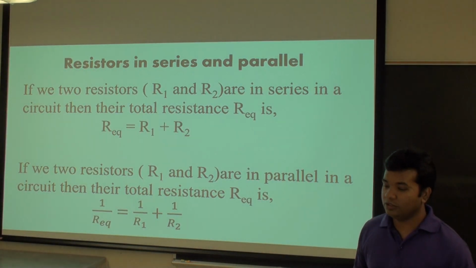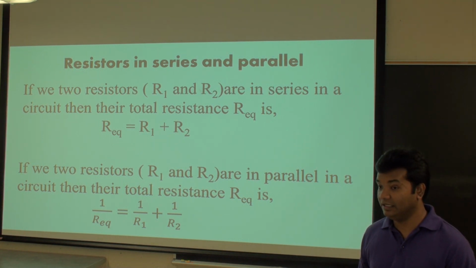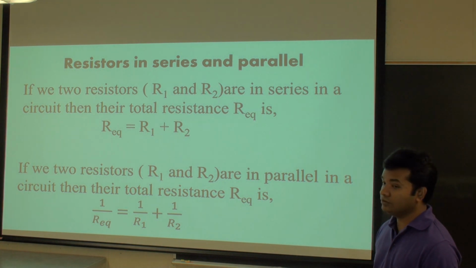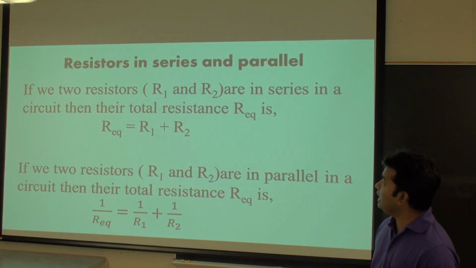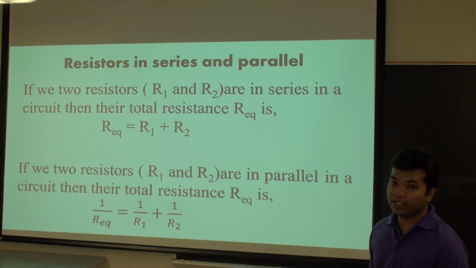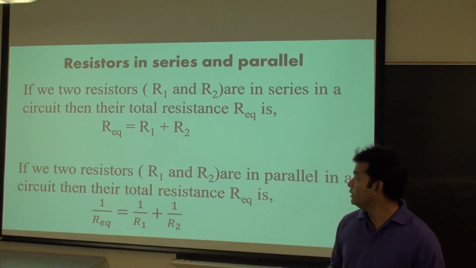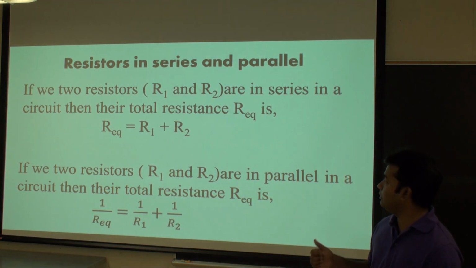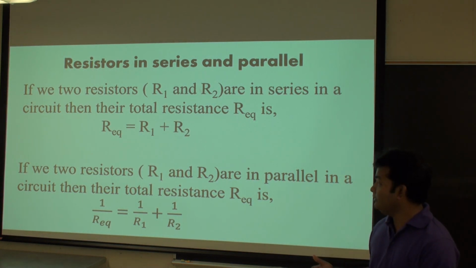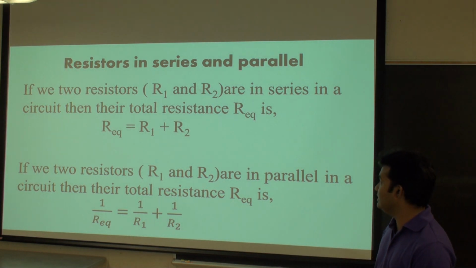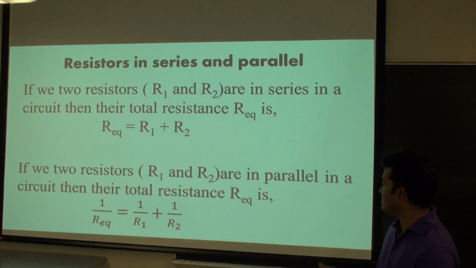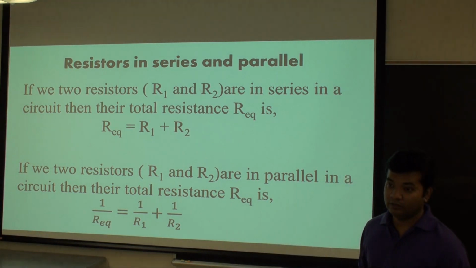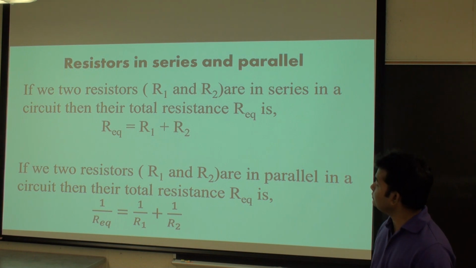We can connect resistors in series or in parallel in a circuit. But if we connect in series or parallel, then their total resistance will be different. For example, if we have two resistors R1 and R2 connected in series in a circuit, then the total resistance or equivalent resistance, Req, will be R1 plus R2. But if we have the same two resistors in parallel in a circuit, then their equivalent resistance Req will be 1 over Req equals 1 over R1 plus 1 over R2.